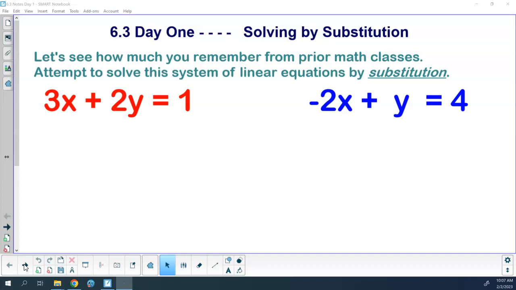What I would like you to do on this slide is just see how much you remember from your previous math class. And you don't need graph paper today. No, that's why I put it away. Literally. Okay. So just try and solve this one with substitution.